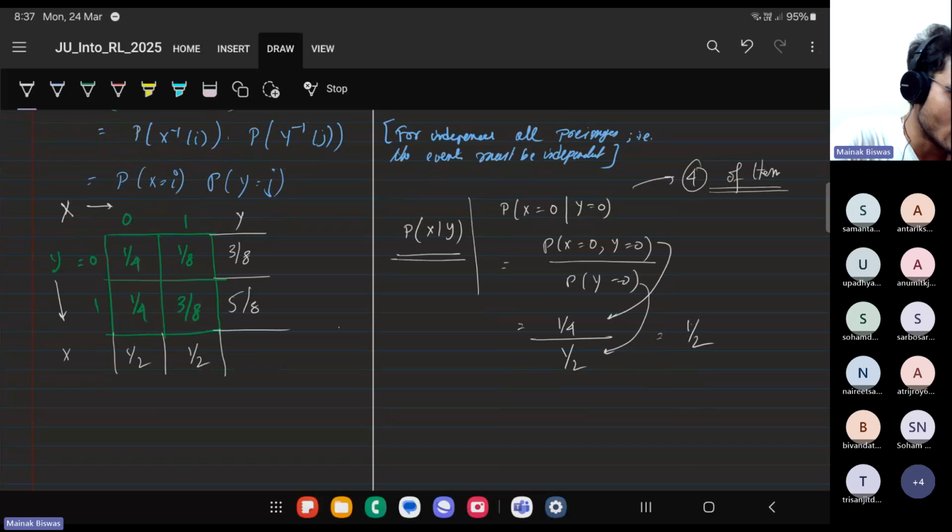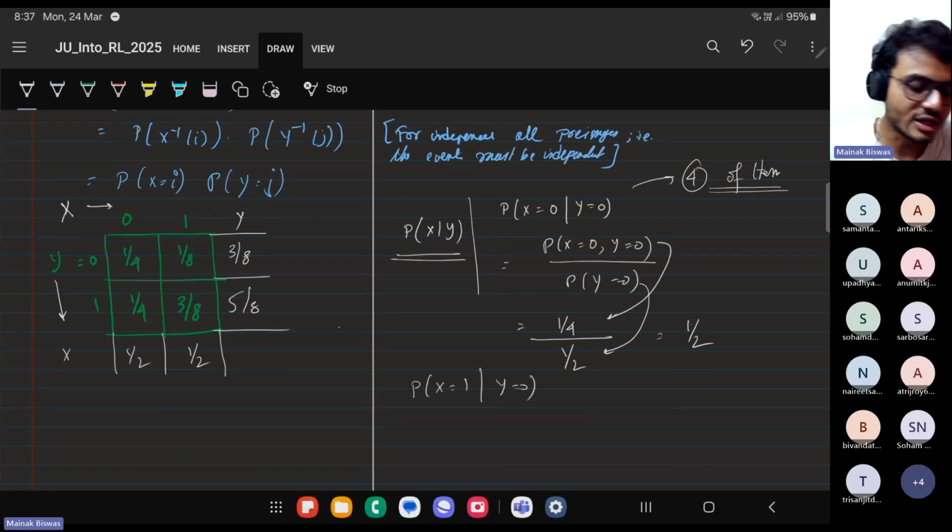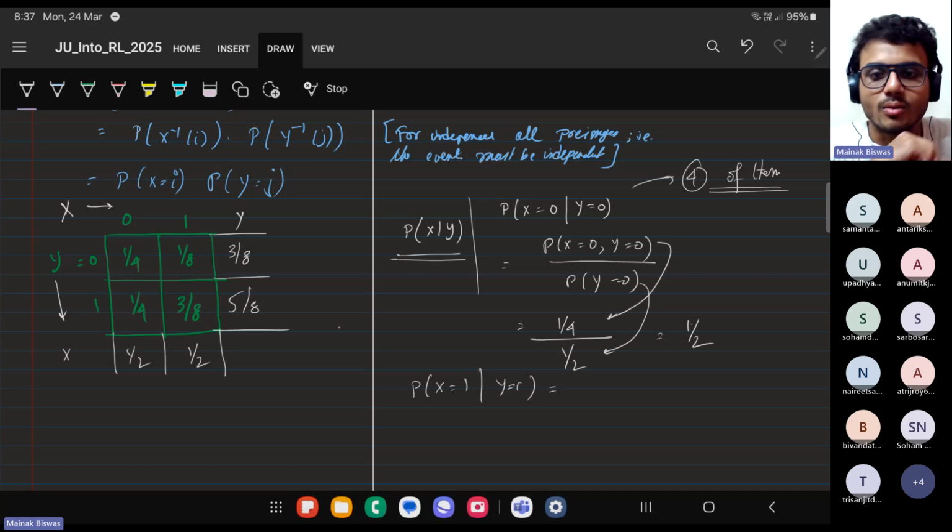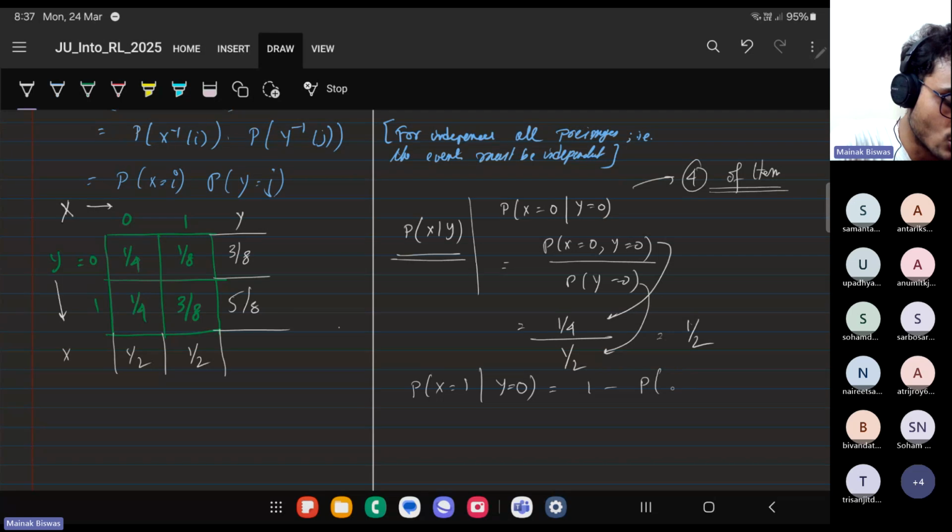So similarly, if I ask you x equal to 1 given y equal to 0, do I really need to compute this? Or can I do some trick using the law of total probability? 1 minus probability of x equal to 0, y equal to 0. Right? This is your homework.